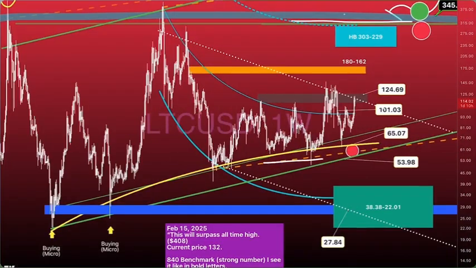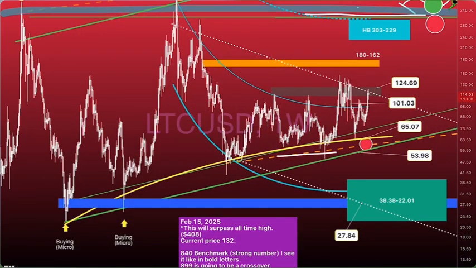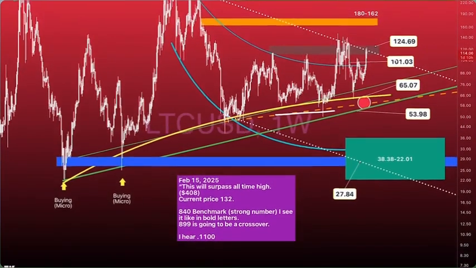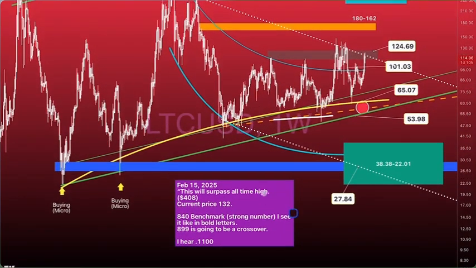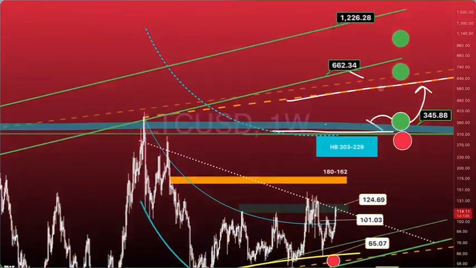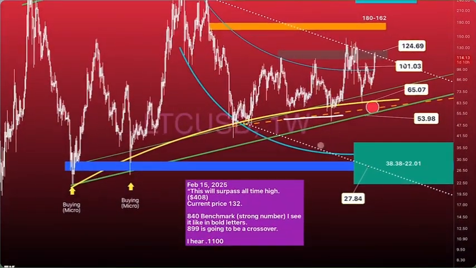They were doing what the Federal Reserve does. All right, good. It's looking good. Let's see, Triple J back in 15. This will surpass an all-time high. $408. Current price $132. Current price right now $114. 840 is a benchmark. I see it like gold bold letters. 899 is going to be a crossover right here. 0.111100. What's that? Or maybe that's going to be 11100. Maybe I put the dot in there.